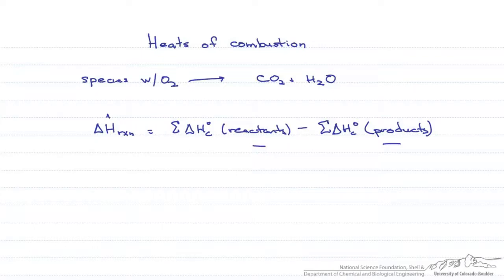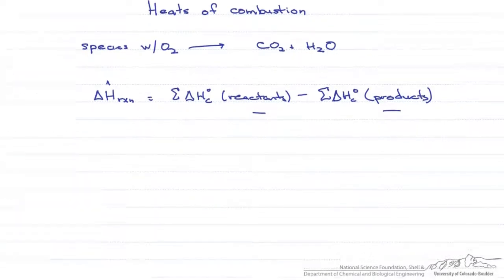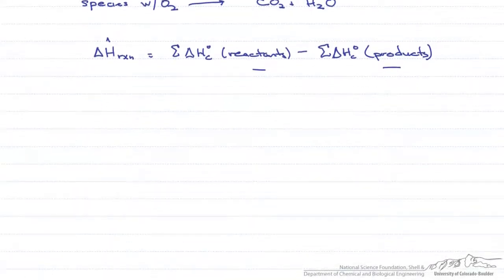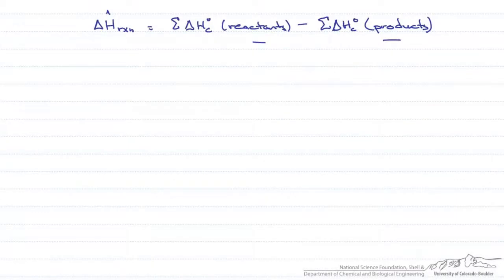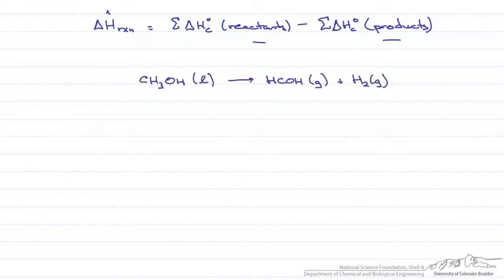I'll show you here why we use the reactants minus the products, and this is going to be a result of Hess's law. So let's start with the following reaction. Here we have liquid methanol that will produce formaldehyde gas and hydrogen gas. And what we're looking for is the heat of reaction for this particular reaction.